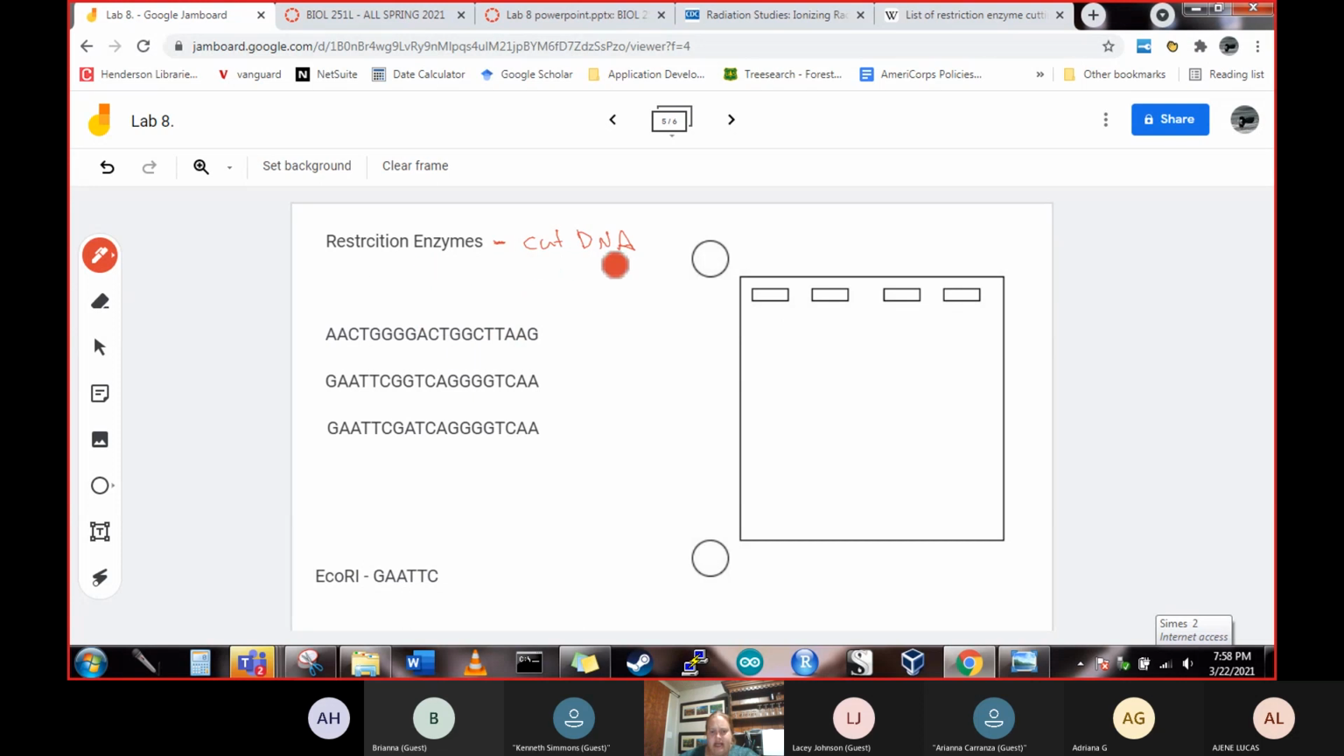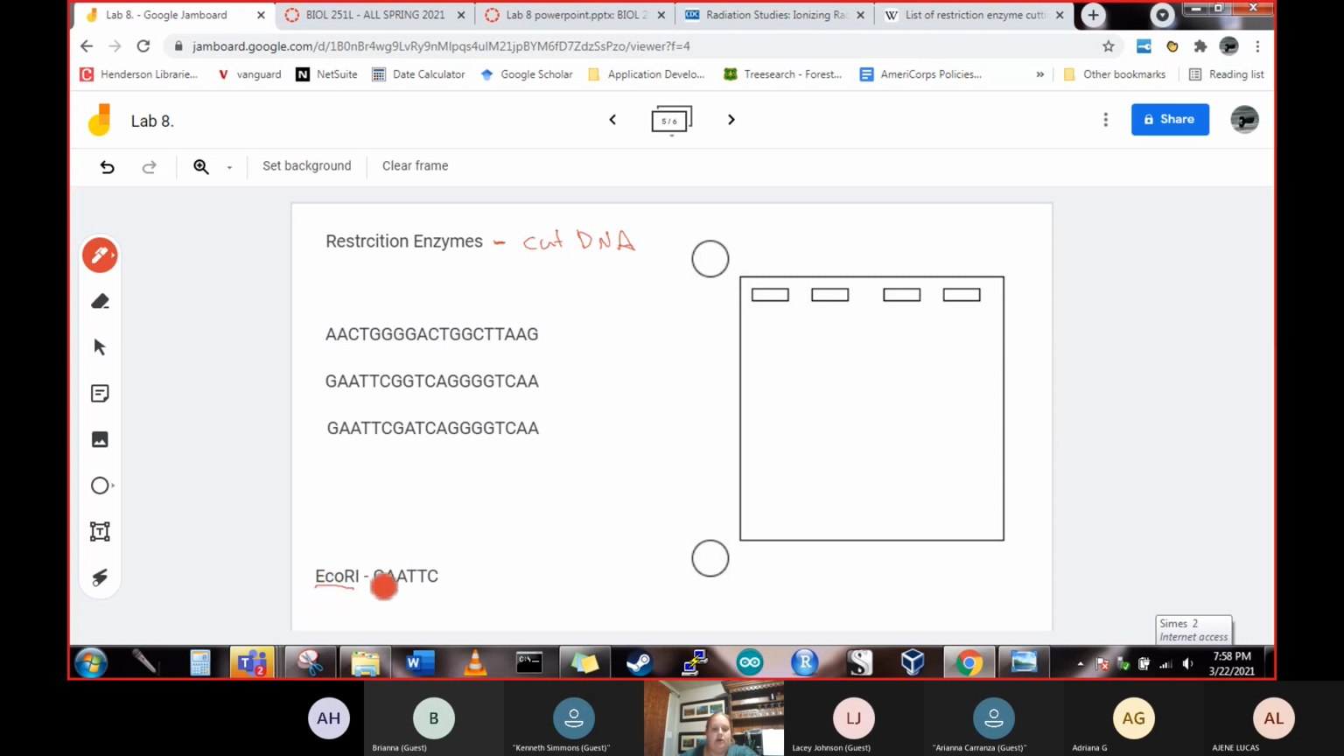So restriction enzymes cut DNA, but they cut DNA in a very specific way. There's usually a specific sequence that they're looking for. For example, people always use the example of EcoRI. The "Eco" is referring to E. coli, and the "R1" is referring to restriction enzyme 1.